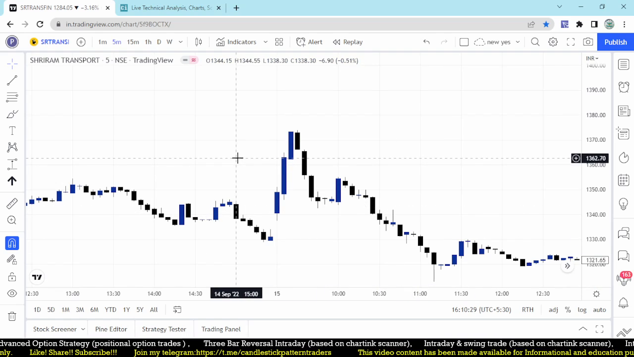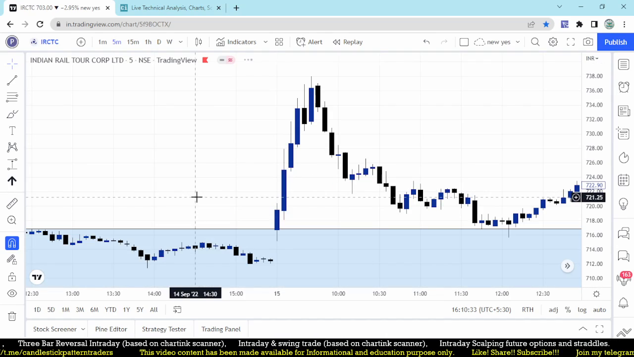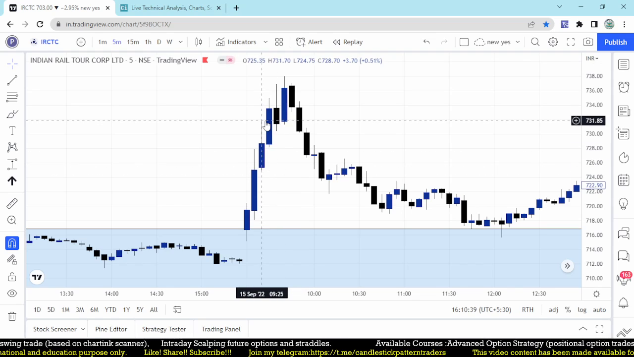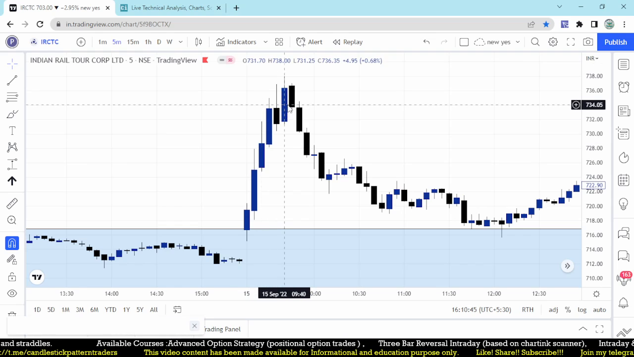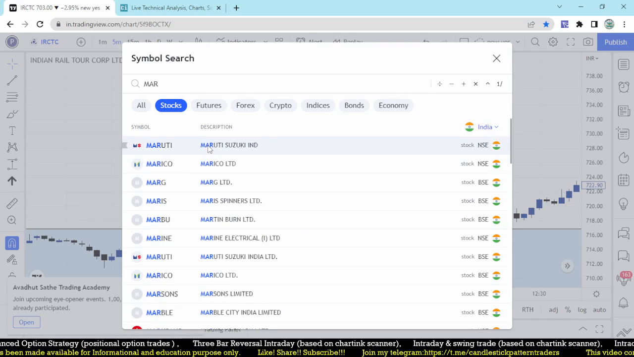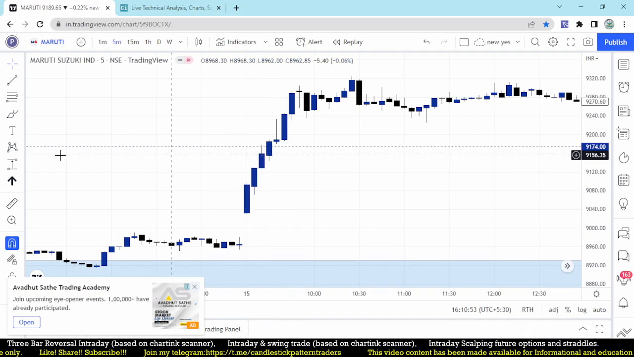And IRCTC. So there are two logics here, where we got the entry point around 731, 724. Once your 731 triggers, it went up to 738. From 731 to 738, 6-7 rupees is generated. And Maruti also looks like yesterday. 1 to 3, the entry point should be 9,197.